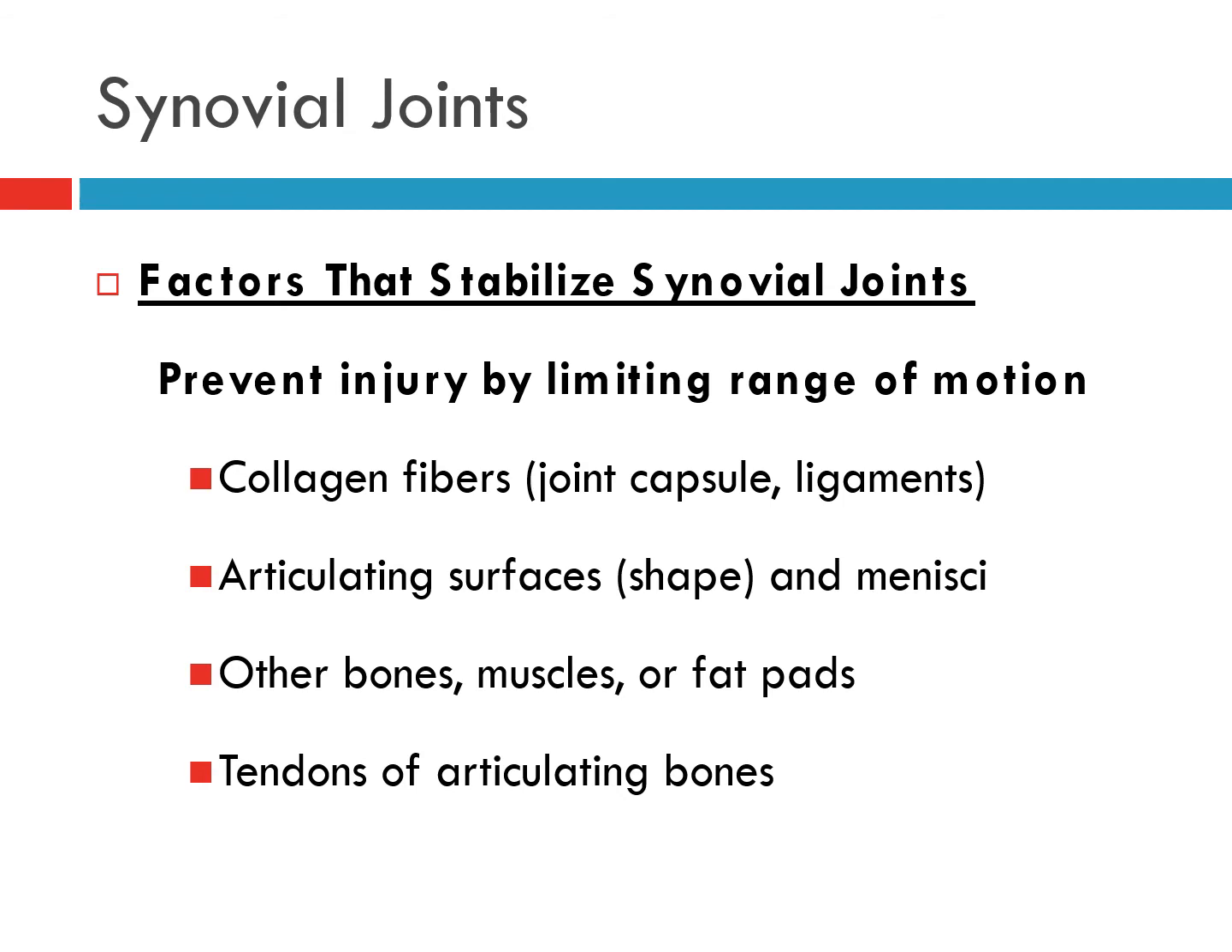Menisci, which are those fibrocartilaginous pads in between. When you lock your knees, you are pressing those menisci in between your tibia and your femur. And that's what's really locking your joint together. So they're giving stability so you can't hyperextend your knees. Other bones in the area, muscles surrounding the joint, fat pads are protecting us. Tendons of articulating bones are also crossing over that joint and giving added stability.